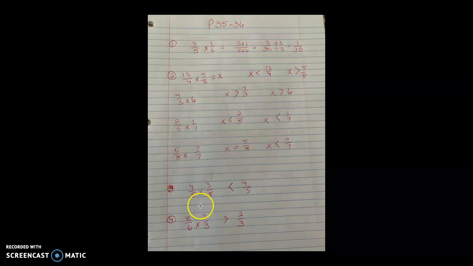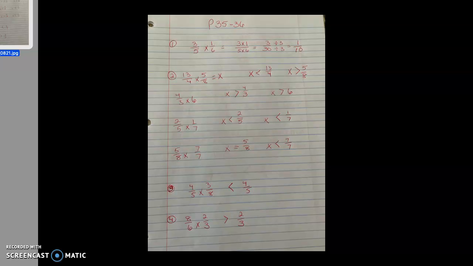On question number 3, because these are both smaller than 1 whole, when I multiply them together, my answer is going to get smaller. On question number 4, because 8 over 6 is bigger than 1 whole, when I multiply 2/3 times 8 over 6, my answer is going to be bigger than 2 over 3 because I'm multiplying it by a number that's bigger than 1 whole.